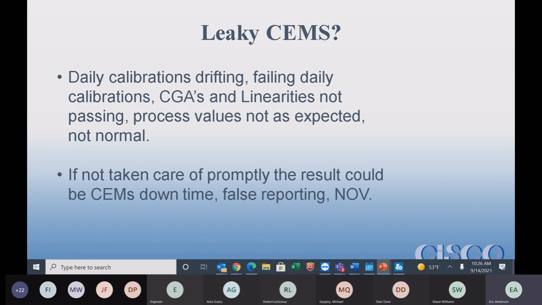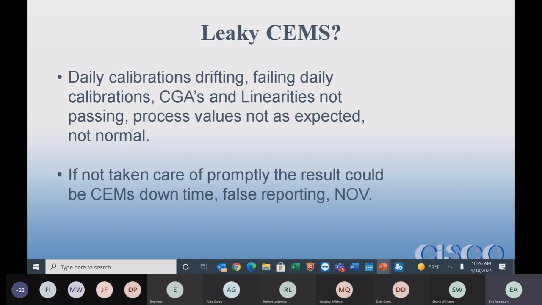But anyway, leaky CEMS. This is a pretty common problem that I get calls on during the weekend and during the week. And actually last week, we spent 2 days troubleshooting the CEMS and replacing analyzers. And the problem was there's a leak. There's a miscommunication or communication problems while troubleshooting.